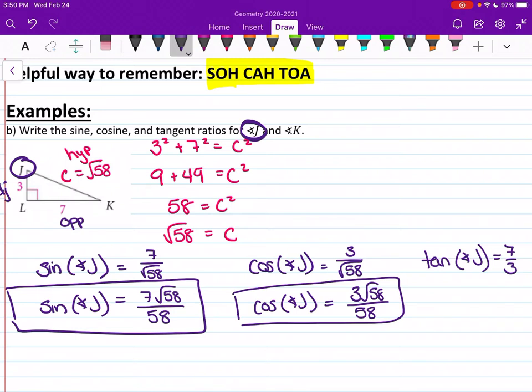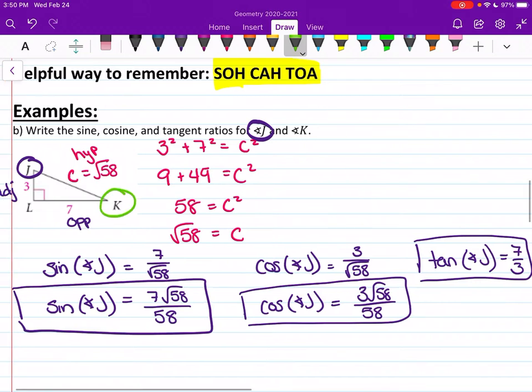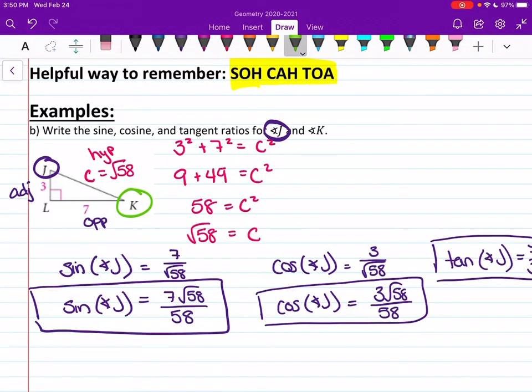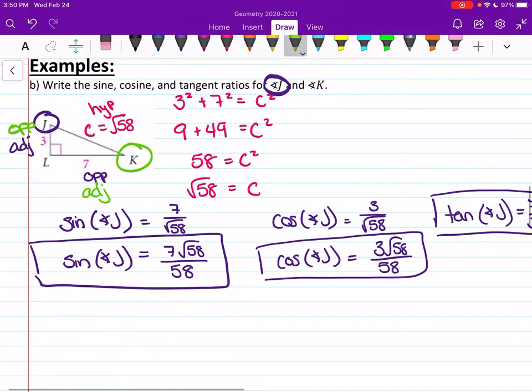All right, now let's take a look at K. So if K is my angle of interest, now what's going to happen is my hypotenuse is going to stay the same, but I am now going to have different opposite and adjacent sides. So the side opposite to angle K is going to be 3, and the side adjacent to angle K is going to be 7.